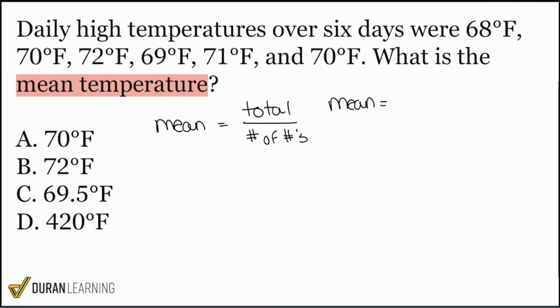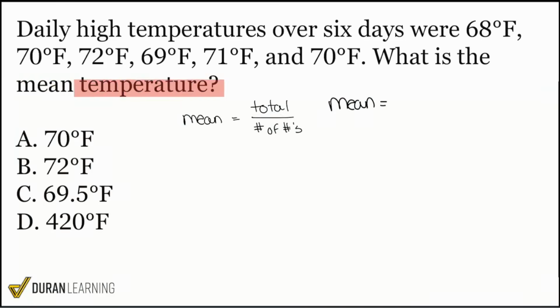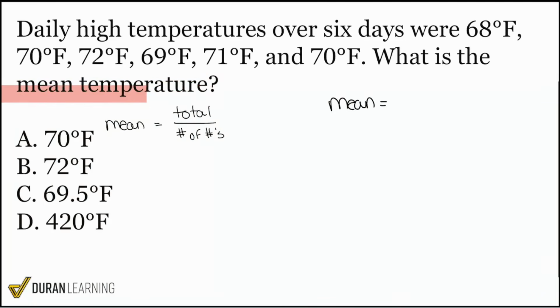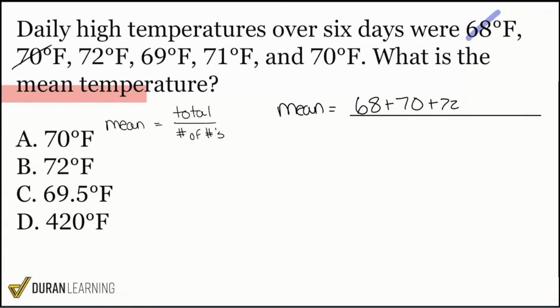So let me just move this here to give myself a little more room. Caught the highlighter, but no worries. So let me move that over there, make a little fraction, and let's get it going. So let me make sure I'm writing down all of my numbers carefully. 68, 70, 72, 69, 71, and 70.